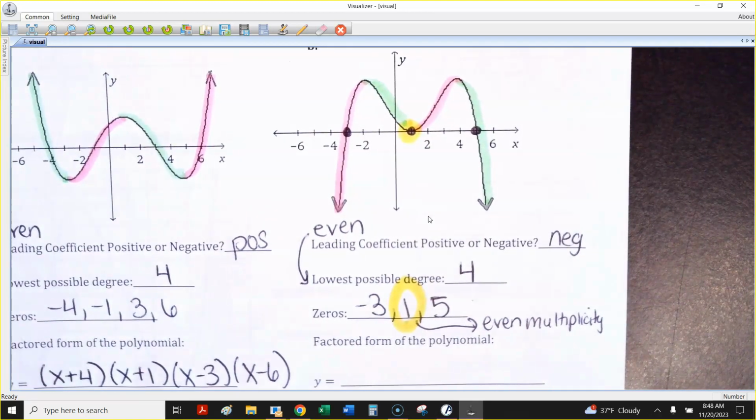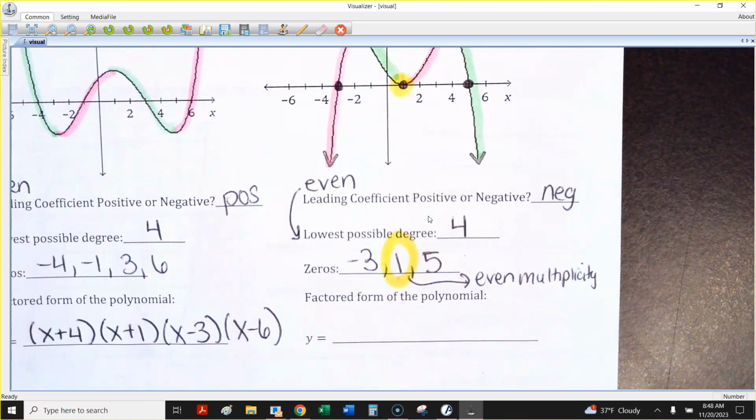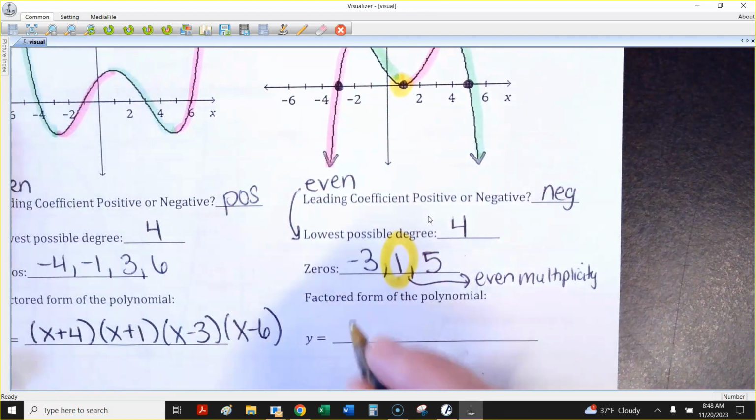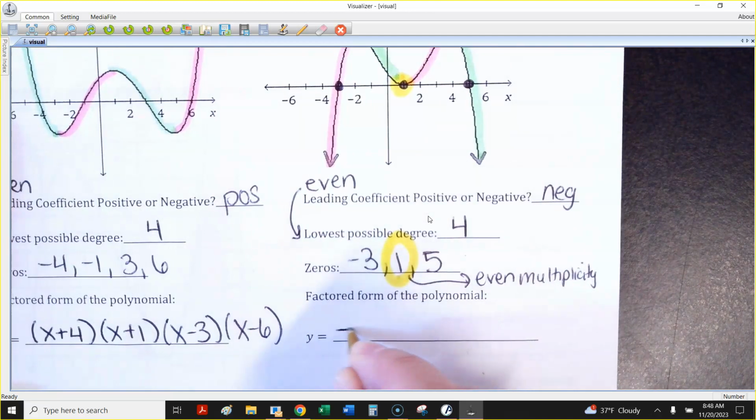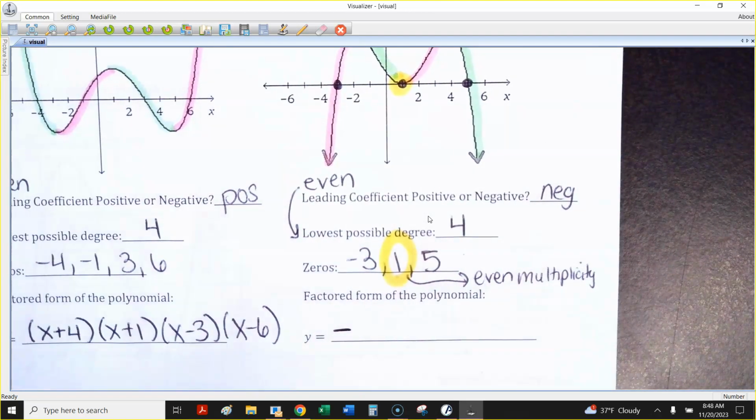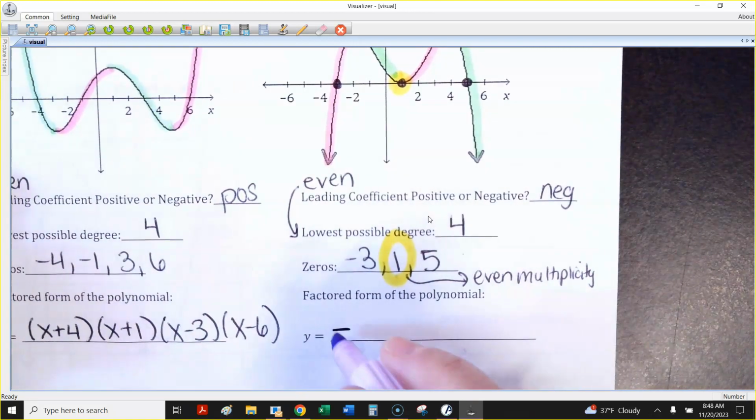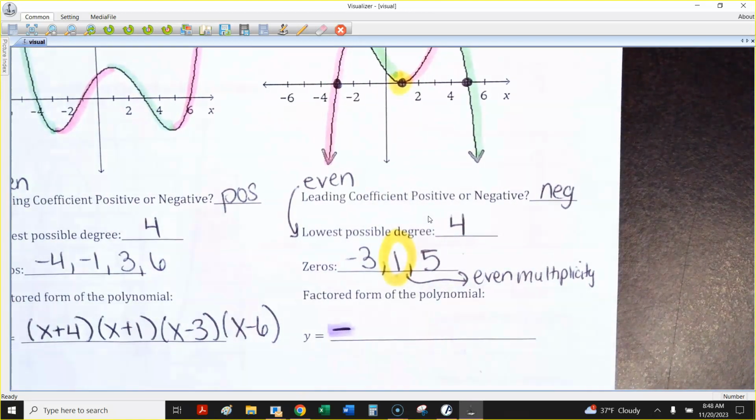Do you remember how you told me this was negative? Everybody's going to forget this, I know, but don't feel bad because I always do too. If it's negative, you just want to put a little negative out in front of your factors. That's what causes it to point down. Try not to forget it, but if you say that it's negative, make sure you start out your factored form with a little -1.